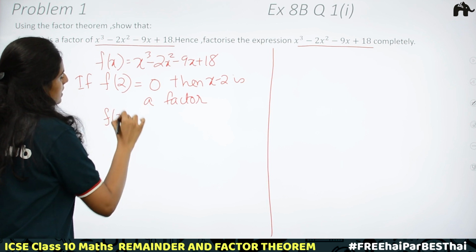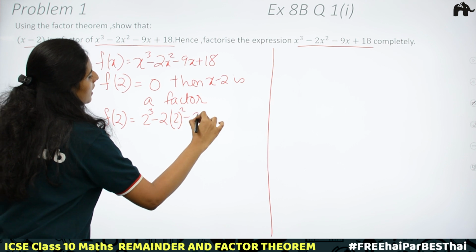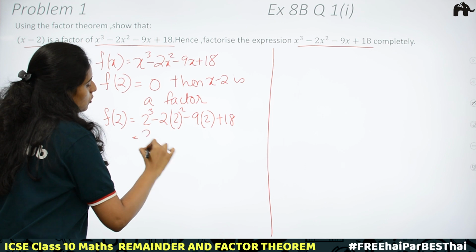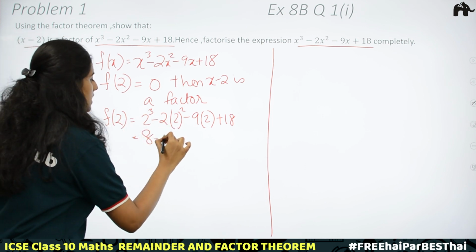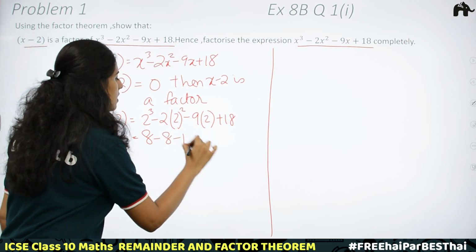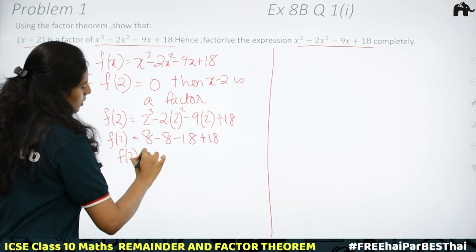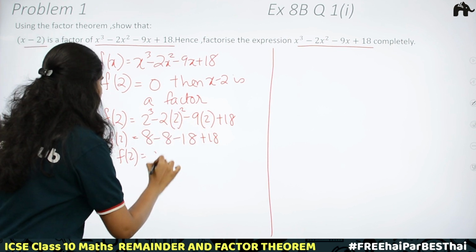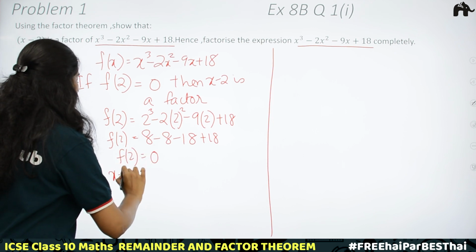F of 2 is equal to 2 cube minus 2 into 2 square minus 9 into 2 plus 18. That is equal to 2 cube is 8, 2 square is 4, 4 into 2, 8, minus 8. Then minus 9 into 2 is minus 18 plus 18. Therefore, f of 2 is equal to 8 minus 8, 0, minus 18 plus 18, 0. So, we got f of 2 is 0. If f of 2 is 0, then x minus 2 is a factor.